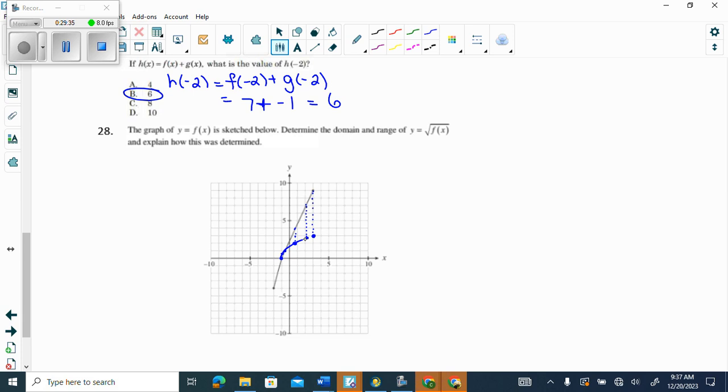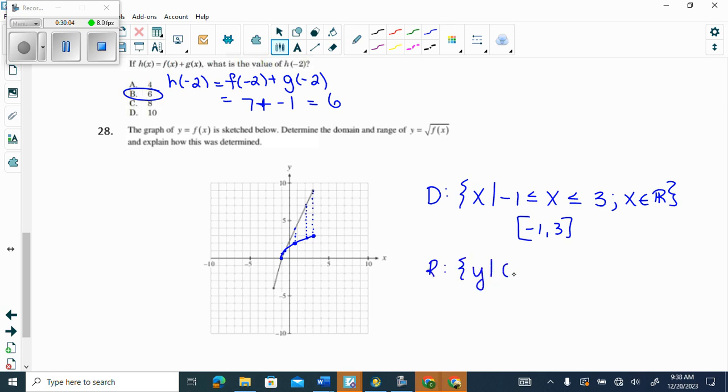Now I'm going to stop here. Why did I stop there? Yeah, there's no arrow. It's a closed dot, right? So this one is my domain. It's going to be x such that negative 1 is less than or equal to x is less than or equal to 3. I get a sandwich going on in there. In set notation, in interval notation, -1 to 3. My range is y such that I sandwich between 0 and 3. 0 is less than or equal to y is less than or equal to 3. Min to max, always. Less than signs.